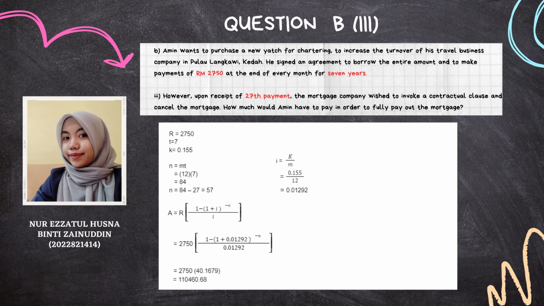So using this formula, A equals R times (1 minus (1 plus i) to the power of negative n) divided by i. We substitute all the values we found into the equation. When we substitute it, we got the answer of how much Amin has to pay in order to fully pay out the mortgage, and we got 110460.68.